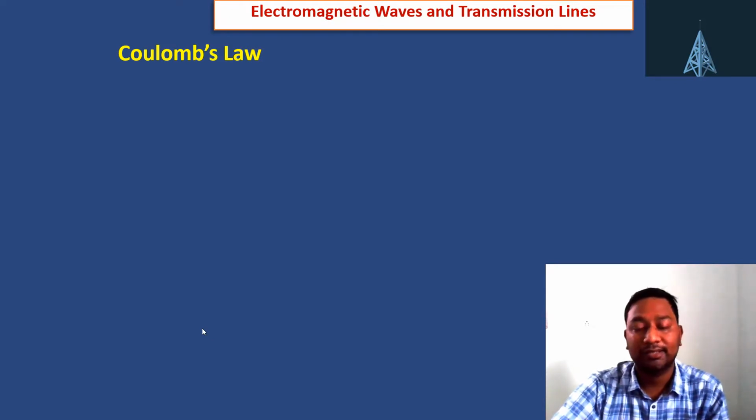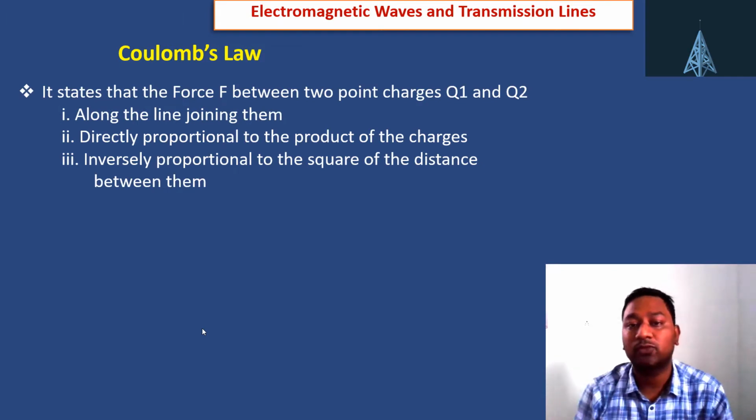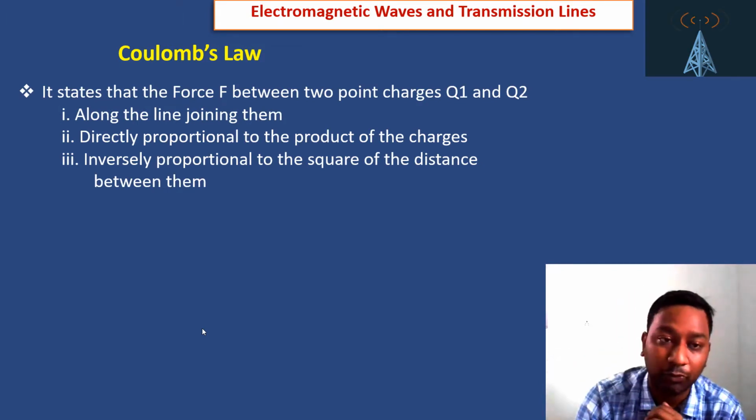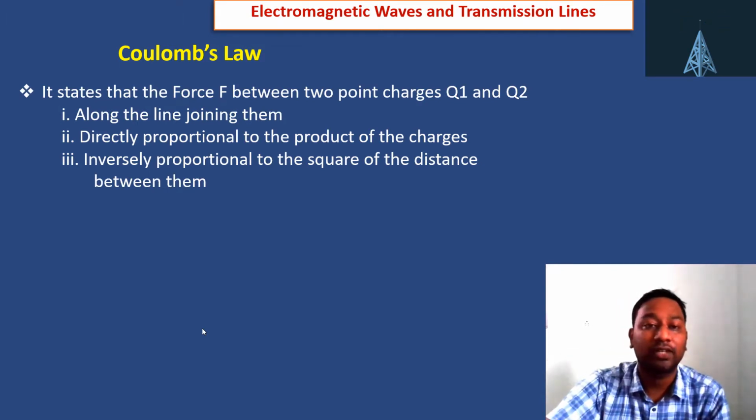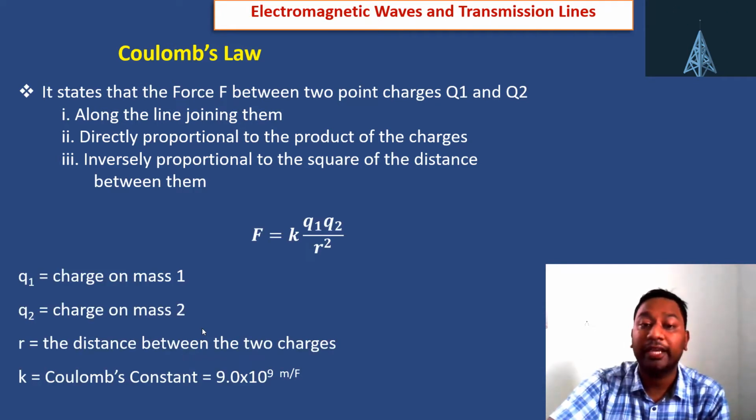So in the last lecture we just revised the things. What is Coulomb's law again? It states that the force F between 2 point charges Q1 and Q2 acts along the line joining them, directly proportional to the product of the charges as well as inversely proportional to the square of the distance between them. So we can write F equal to K Q1 Q2 divided by R square, where Q1 is the charge on mass 1, Q2 is the charge on mass 2, R is the distance between the two charges and K is the Coulomb constant. So that is Coulomb's law.